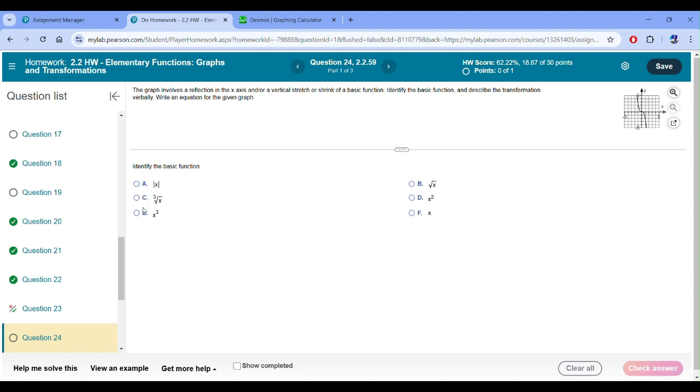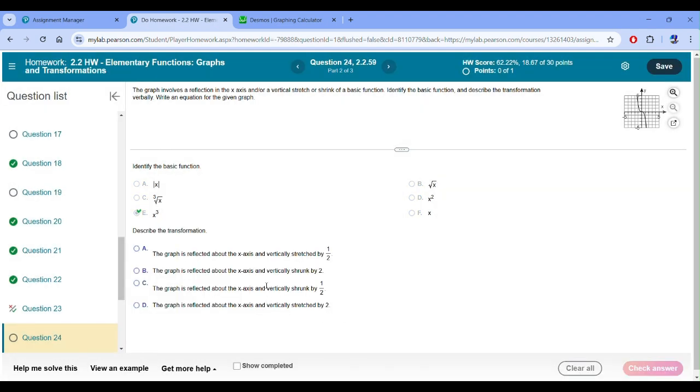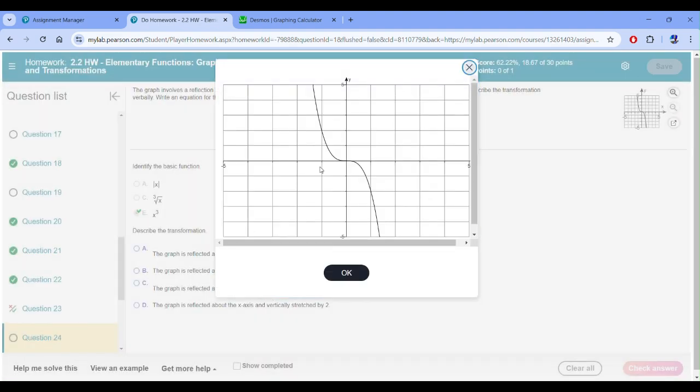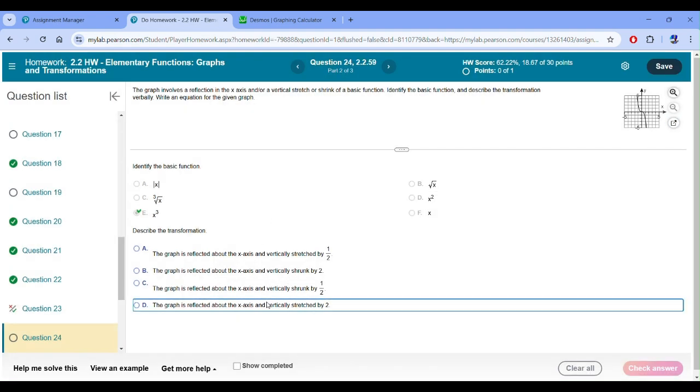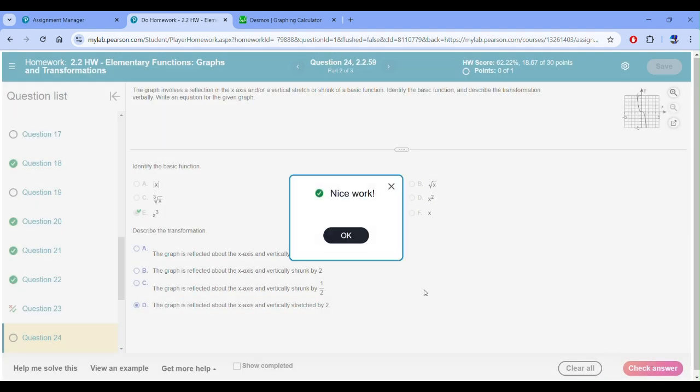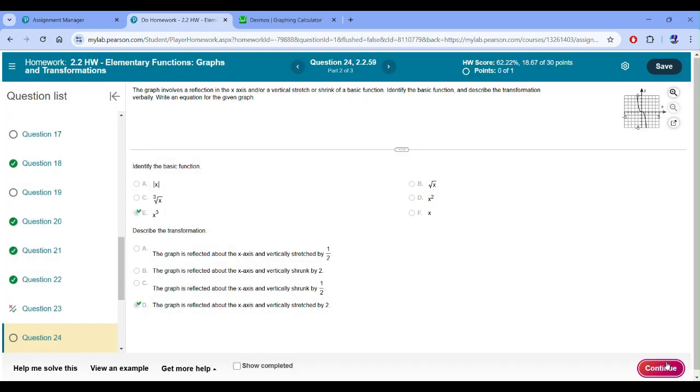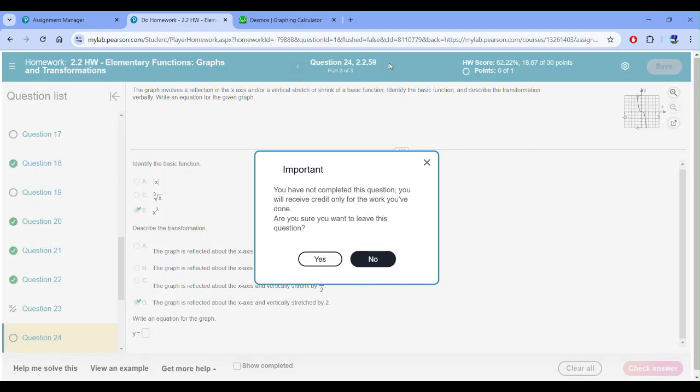Here, this is going to be a cubic, x cubed, and now it's reflected across the y-axis. It's reflected off the x-axis. Let's see. So this is 1, 1, 1, 2. It should be going through 1, 1, but it's going through 1, 2. So it's been stretched vertically by a factor of 2. Cool. And then it's going to have you write the equation. I'll leave that up to you guys.